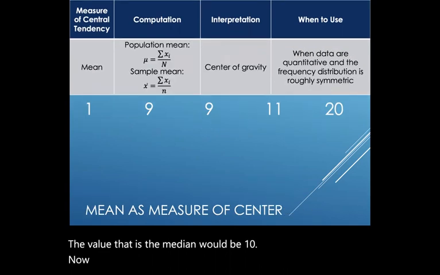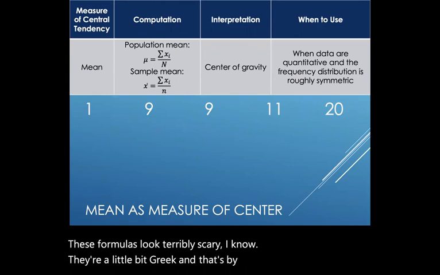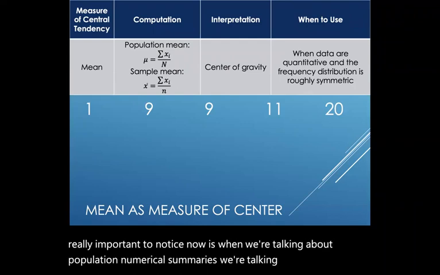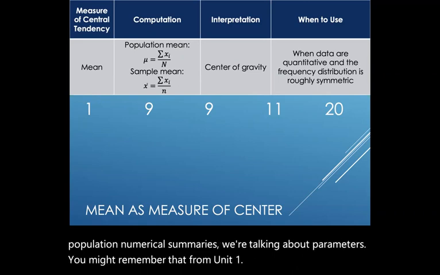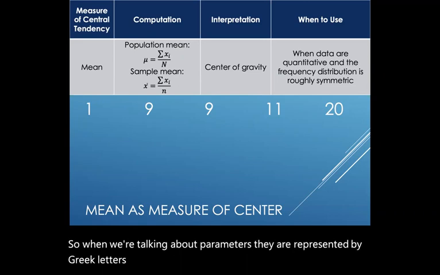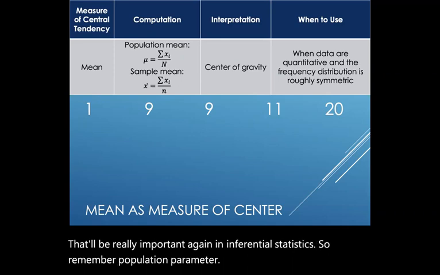Now the mean takes a little bit more work in terms of arithmetic. Now these formulas look terribly scary, I know. They're a little bit Greek, and that's by design. So one thing that's really important to notice now is when we're talking about population numerical summaries, we're talking about parameters. You might remember that from Unit 1. So when we're talking about parameters, they are represented by Greek letters to indicate that they are values for the population. That'll be really important again in inferential statistics. So remember, population, parameter, Greek letters.